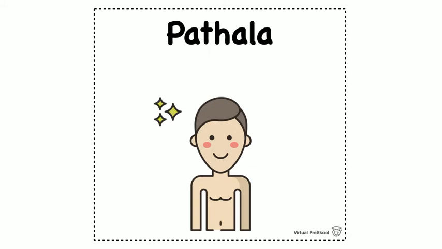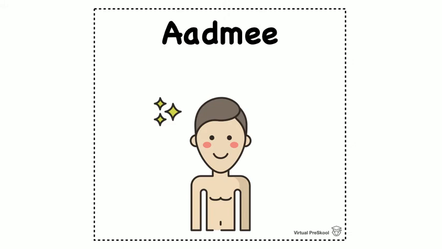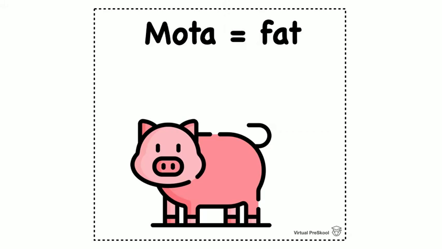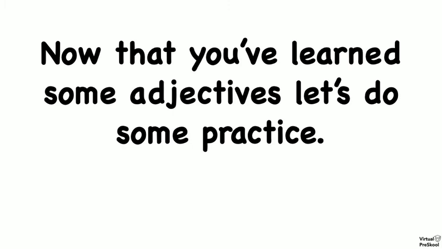Pathala. Pathala means skinny. And this man is skinny. And the way we say man in Hindi is Aadmee. So we say Aadmee pathala hai. Mota. Mota is the opposite of skinny. Mota means fat. And the way we say pig in Hindi, we say suwar. So we say suwar mota hai. Now that you've learned some adjectives, let's do some practice questions.